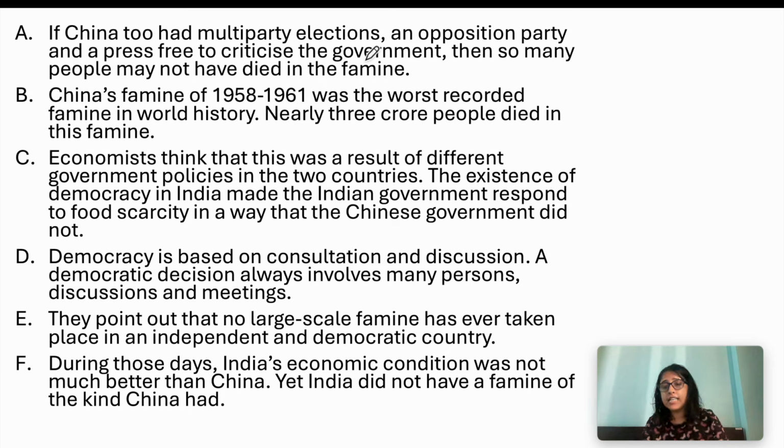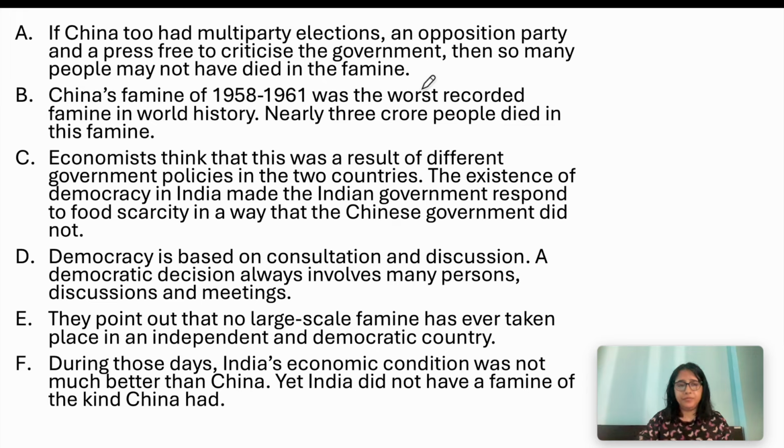Now this is the paragraph. Here we have six sentences and out of them one is an odd sentence. So what we will do is go through all the sentences and try rearranging them, and in the process we will find out the odd sentence. Let's see. If China too had multi-party elections, an opposition party and a press free to criticize the government, then so many people may not have died in the famine.